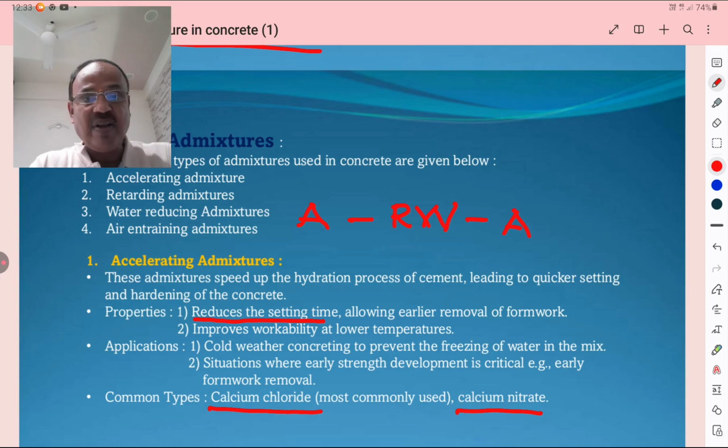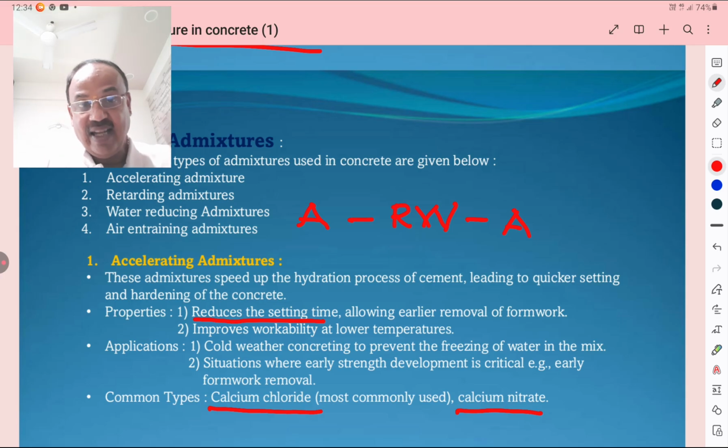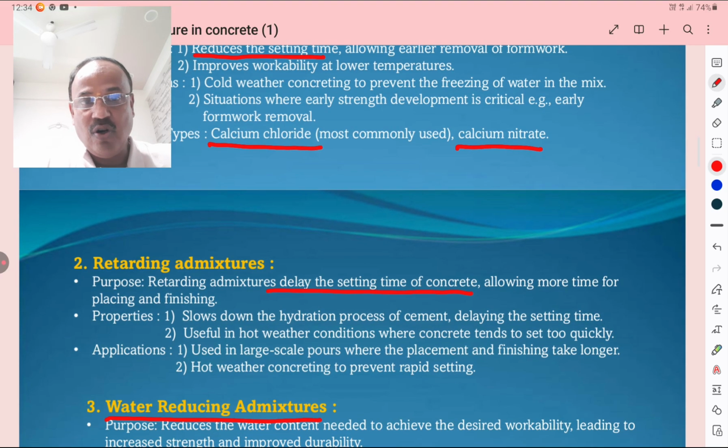So what are the properties of accelerating admixtures? To reduce the setting time, allowing earlier removal of the formwork, and improves the workability at lower temperatures. What are the applications? It is used for cold weather concreting to prevent the freezing of water in the mix. Situations where early strength development is critical, early formwork removal is necessary. In such cases, we can go for the accelerating admixtures. Common types are calcium chloride, that is most commonly used, and calcium nitrate. Calcium chloride and calcium nitrate are the examples of the accelerating admixtures in the concrete.